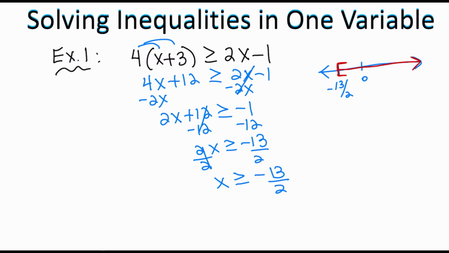As far as interval notation goes, if you have to write this in interval notation, you basically want everything starting at negative 13 over 2, comma, positive infinity. And yes, you can go ahead and also write this as negative 6.5 all the way to positive infinity. As a reminder, infinity never takes on a bracket because it is not a real number. It is just the idea of unboundedness.